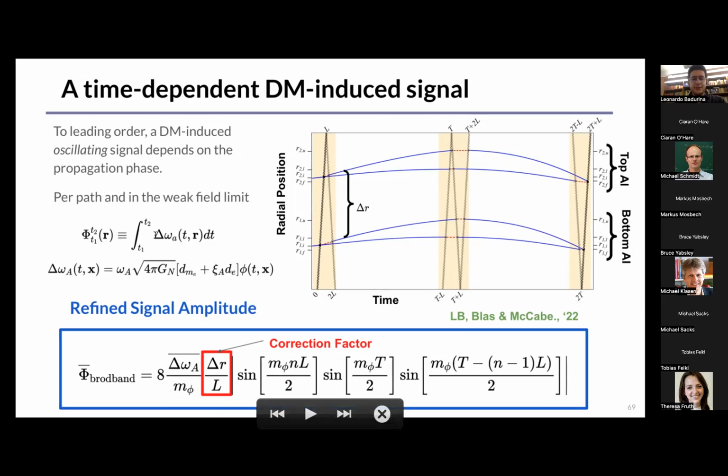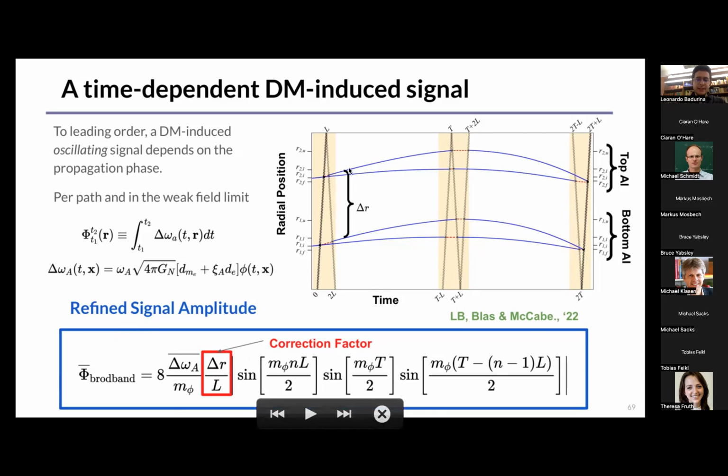And indeed, this is what we've done, and also what Arvanitaki did, but we did a refined calculation which gave us this correction factor, which is important in compact setups. And so ultimately we end up with an expression for the refined signal amplitude induced by this type of linear interaction between the scalar dark matter and standard model operators, that goes like this.